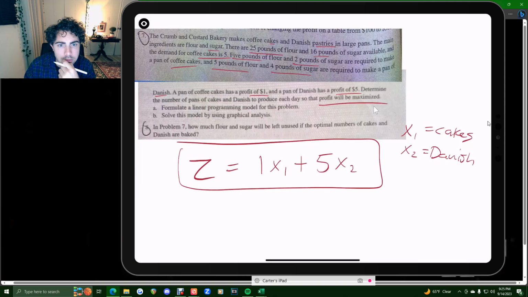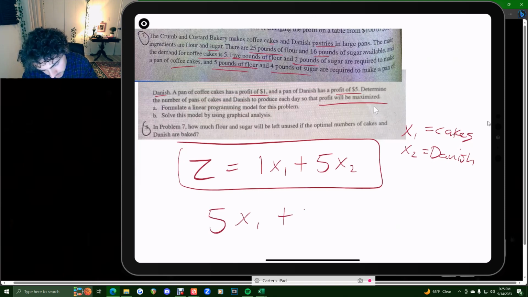5 pounds of flour, 60 pounds of sugar. Okay, got it. So it looks like for coffee cakes and for Danishes, 5 pounds of flour is required. So we have 5x1 plus 5x2. Again, I'm dealing with the flour.